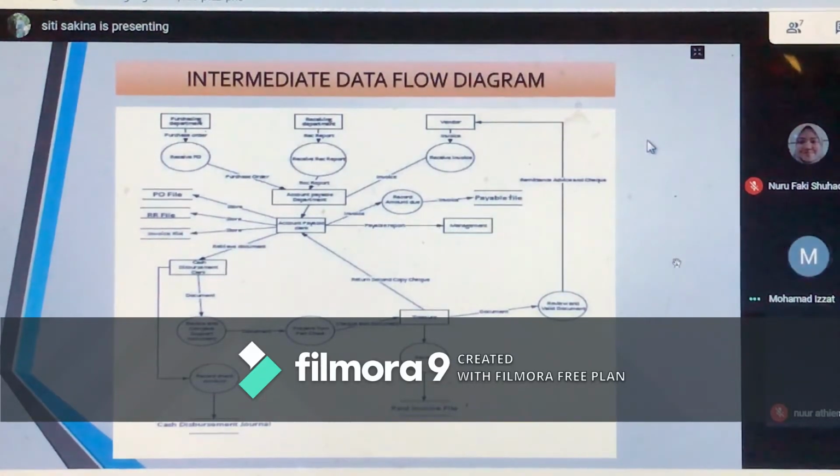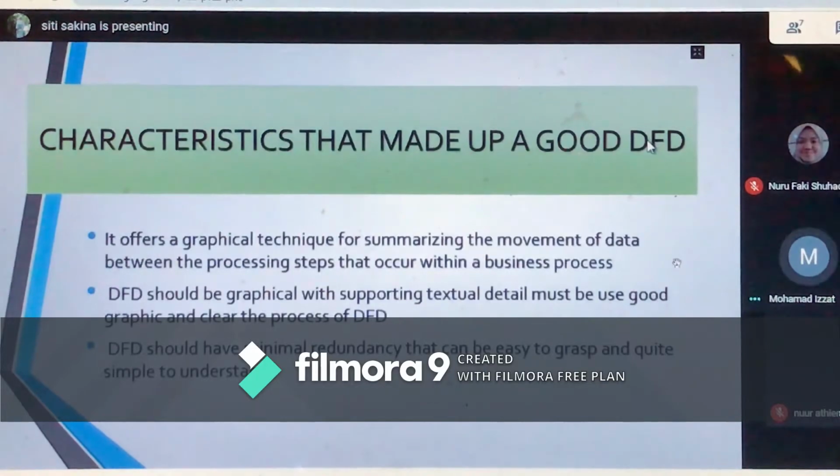For the next slide, question 13, there are some characteristics that make up a good DFD. First, it offers a graphical technique for summarizing the movement of data between the processing steps that occur within a business process. Second, the DFD should be graphical with supporting textual detail, using good graphics to make the process clear. Lastly, the DFD should have minimal redundancy so that it is easy to grasp and simple to understand. Next, I will pass to the last presenter, Nur Fakih Syuhada Halu.